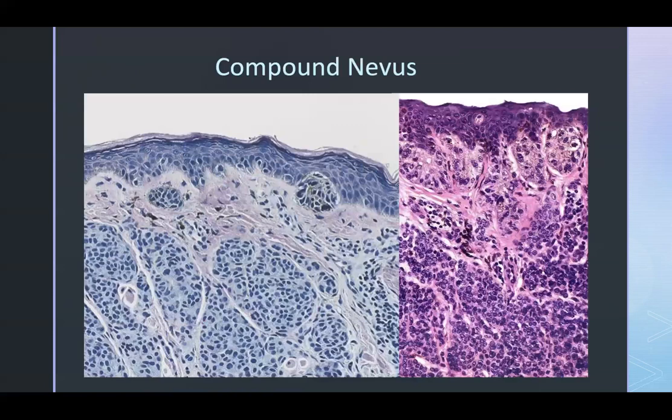Compound nevus has a nest of melanocytes, and you can see at least one junctional melanocyte. This is also probably a junctional melanocyte, but it's cut out of the section to show you the connection to the overlying epidermis. And then all of these down here are well-nested dermal melanocytes with very bland cytoplasm.